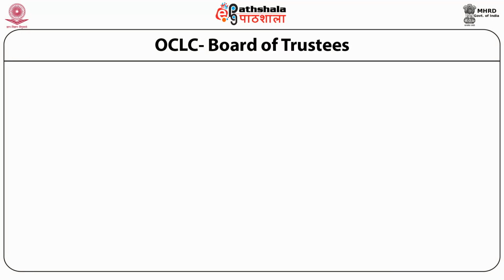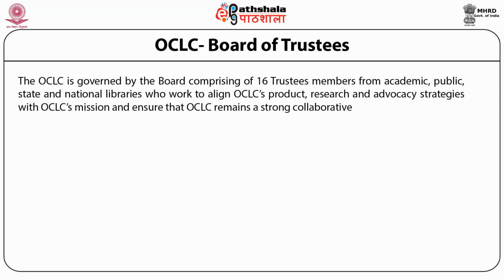OCLC Board of Trustees. To carry out the functions of OCLC, a governing board consisting of a Board of Trustees has been formed. The Board of Trustees comprises 16 trustees, members from academic, public, state and national libraries who work to align OCLC's product, research and advocacy strategies with OCLC's mission and ensure that OCLC remains a strong cooperative organization.